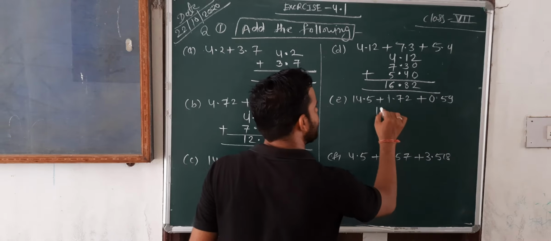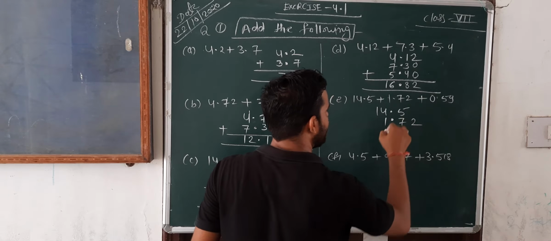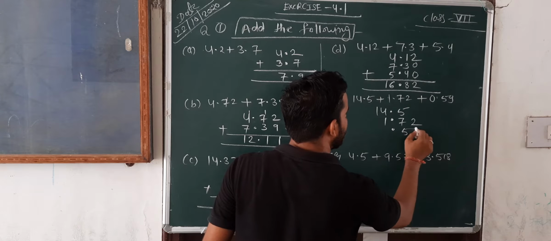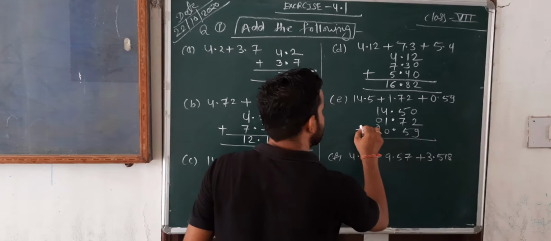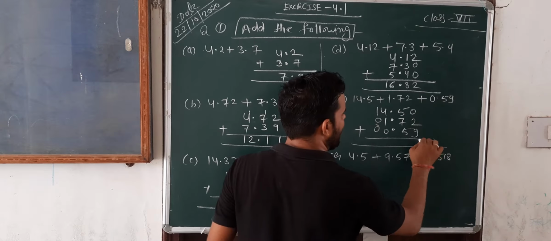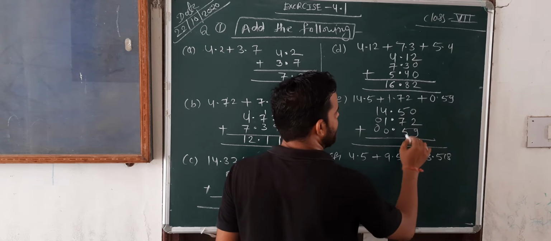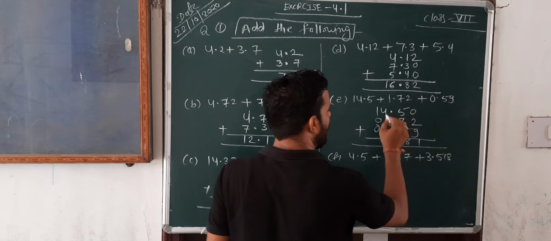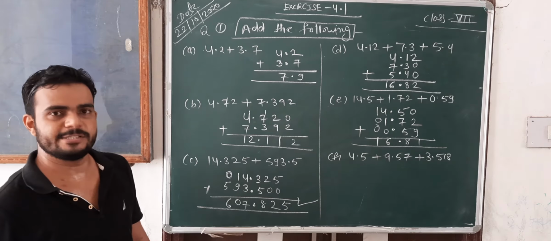Next also same like this, 14.5, 0.72 and 1, 0.59 and here 0, 0, 0 and 0. You have to add both of these. 9 plus 2 is 11, carry 1. 5 and 5 is 10 and 17 and 18, carry 1. 4 and 1 is 5 and 1 is 6. 16.81 is your answer.